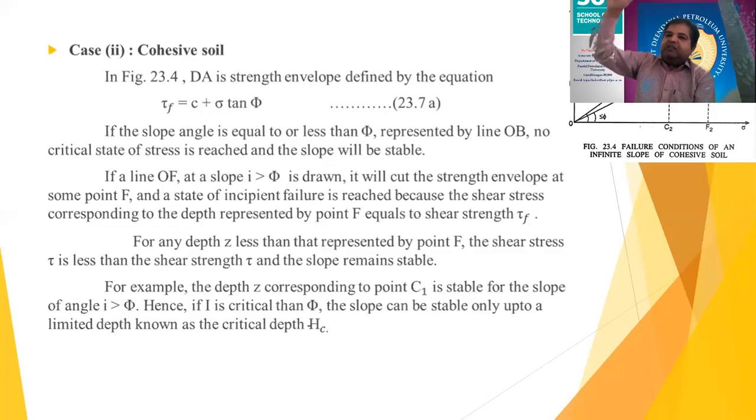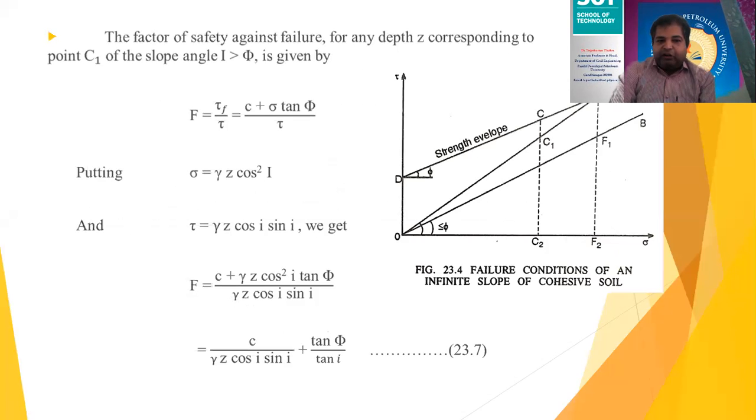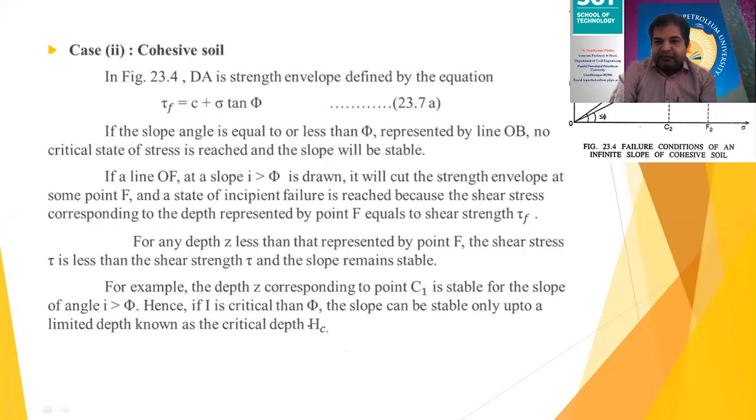Once you increase the depth of the slope and it approaches point F, you can see this value of F. The only variable is the depth. In that case, the slope reaches the critical state, and that height, when the slope is on the verge of failure, I denote as the critical depth, and its notation is Hc.